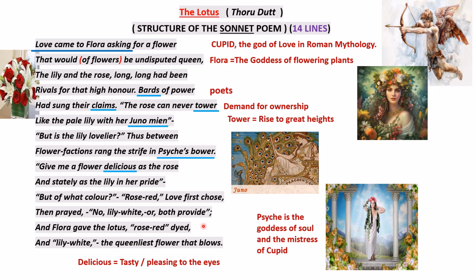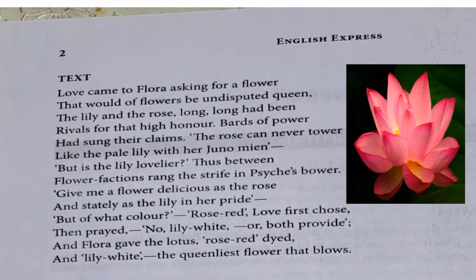So we are always in a dilemma. Even here, Love, the god, is in a dilemma. He wants both. And Flora gave the lotus, rose red dyed and lily white, the queenliest flower that blows. She has conceived a lotus flower which has the queenliest characteristic, both the lily white, pale color, and the red color.